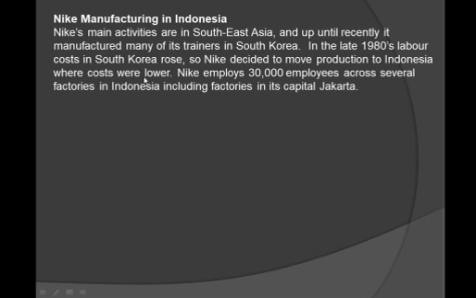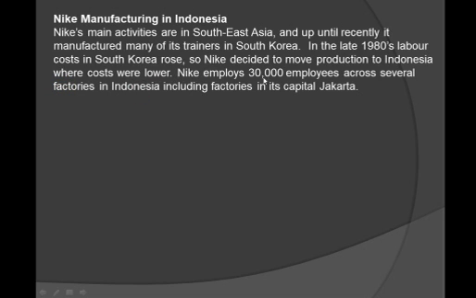In the late 1980s, labor costs in South Korea rose, so Nike decided to move production to Indonesia, where costs were lower. Of course, this is very ideal for profit-making companies. They need to be able to make as much profit as they can. So if the labor costs in South Korea increased, they had to move to Indonesia, where labor costs were a bit lower. So we move ahead.